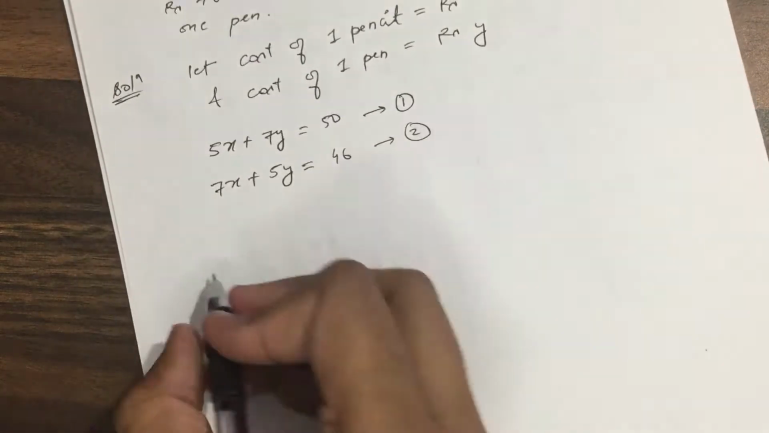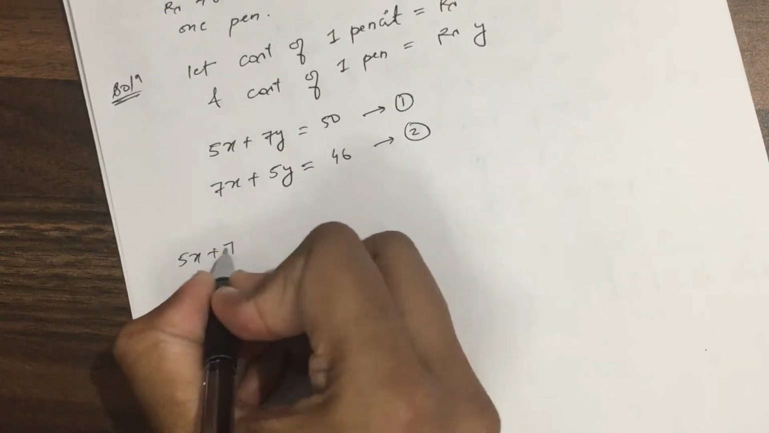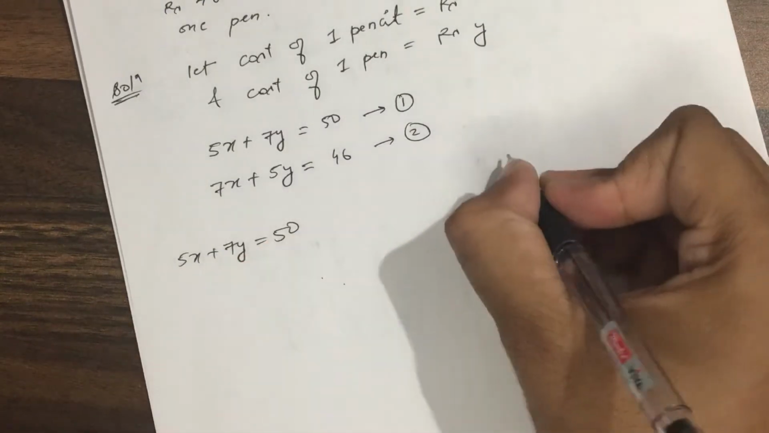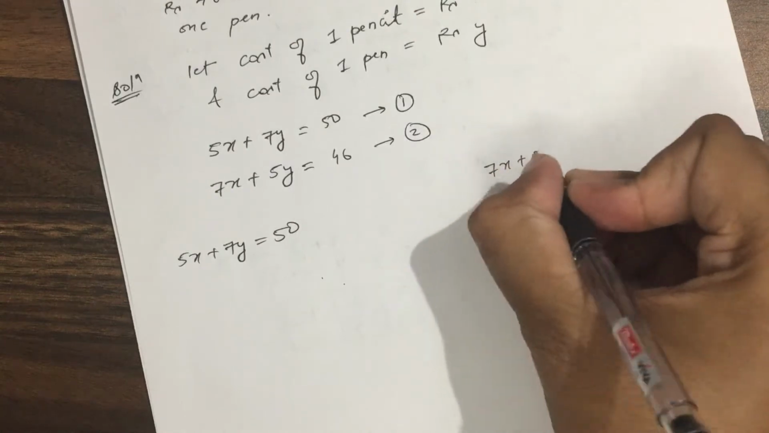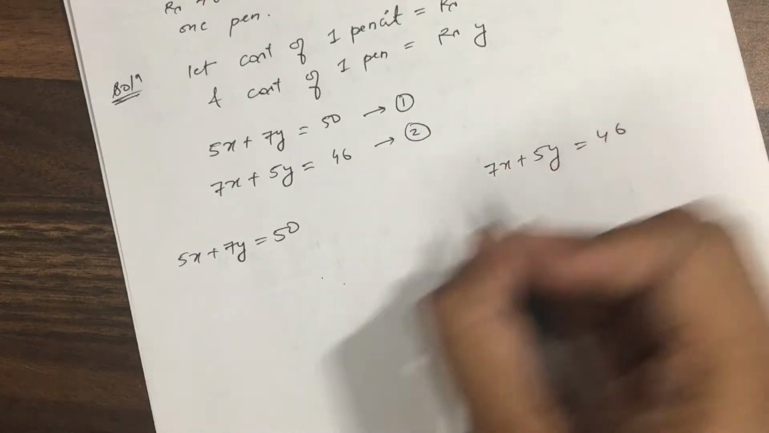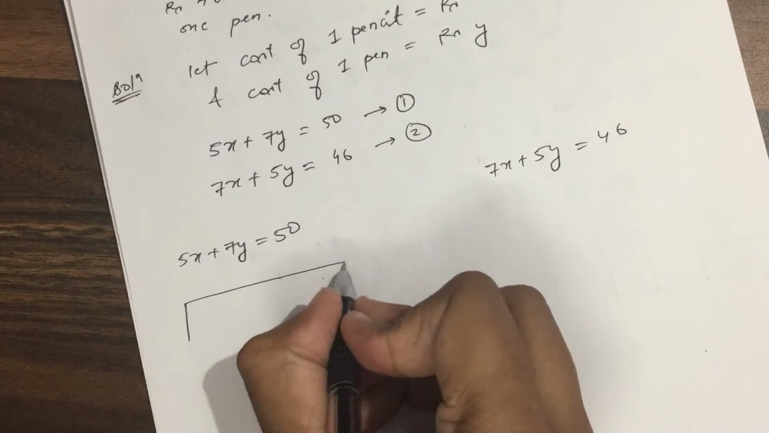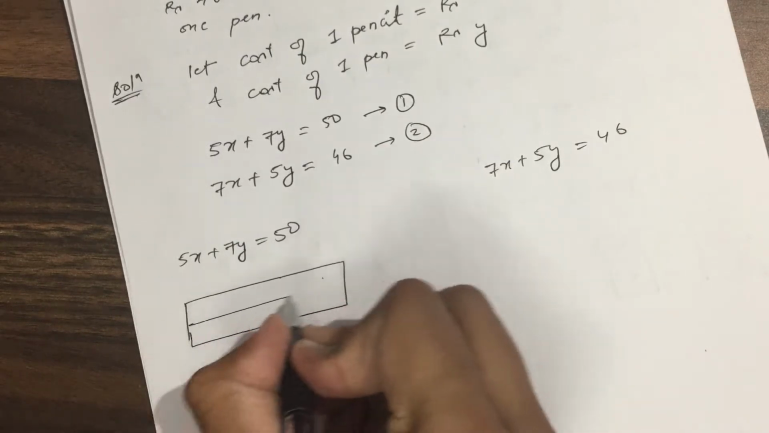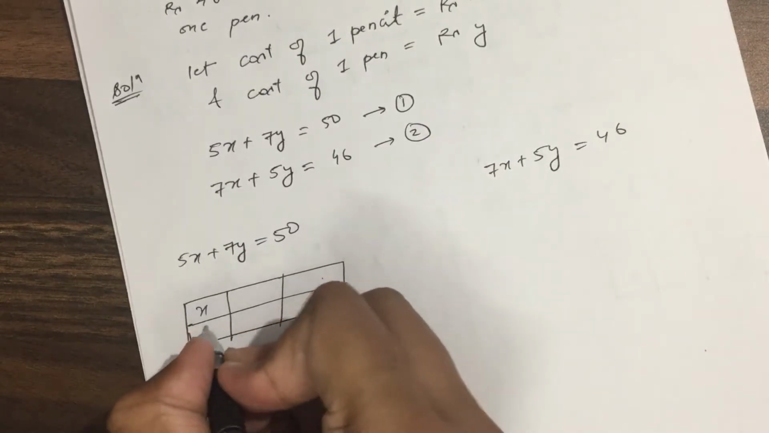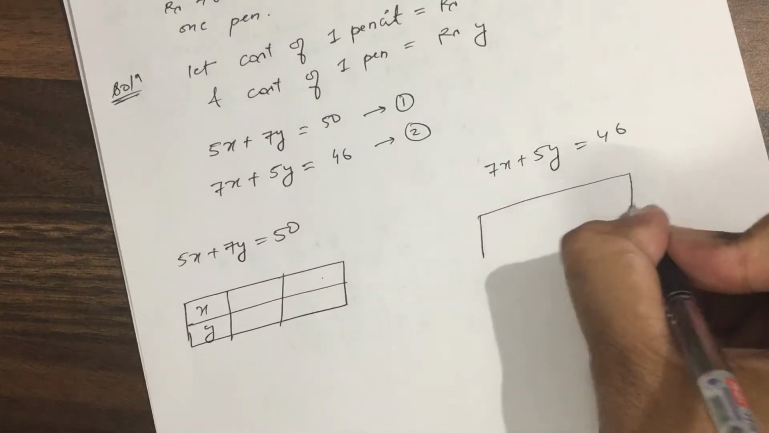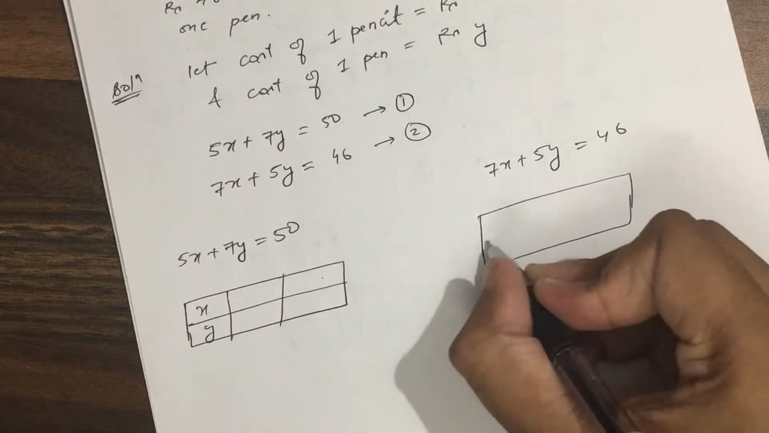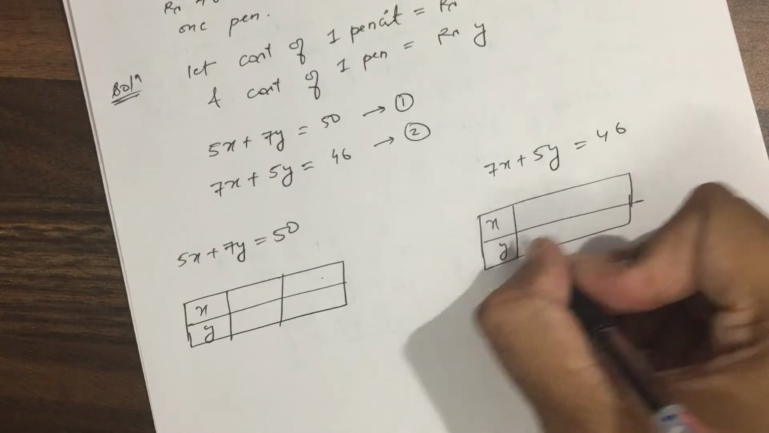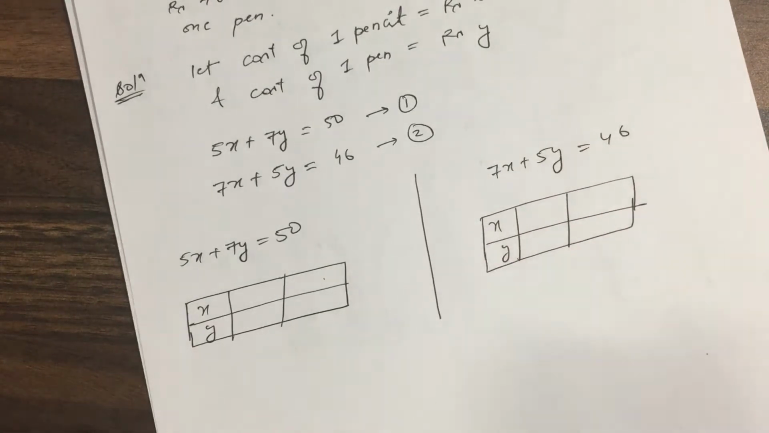Now you have to solve them graphically. Okay, so 5x plus 7y equal to 50 and the second one is 7x plus 5y equal to 46. Now we will solve it. Make a table of x, y. Only 2 points are sufficient.